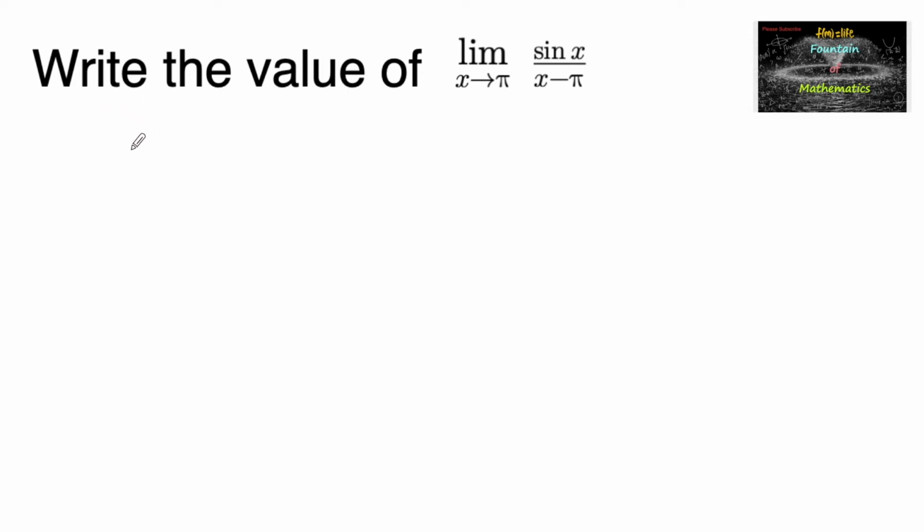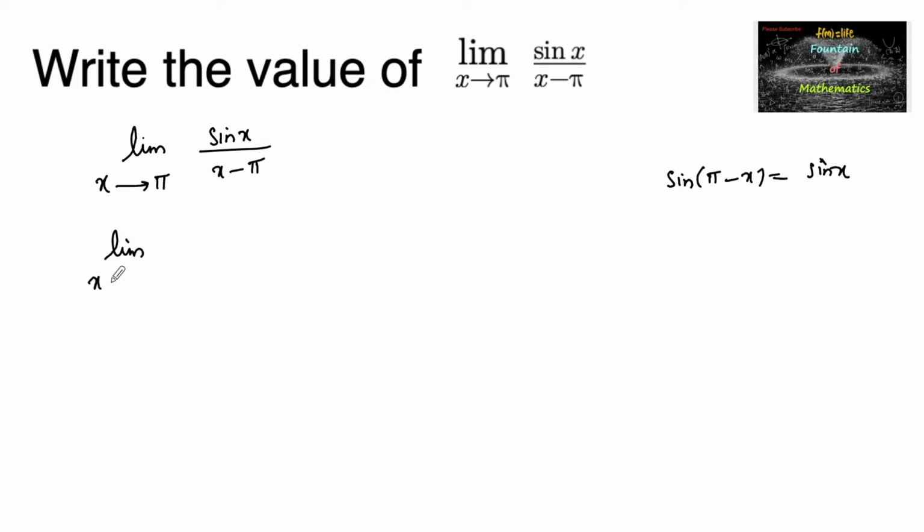Write the value of limit x tends to pi, sin x upon x minus pi. So we can write here, since sin of pi minus x is equal to sin x, because in the second quadrant sine is positive, limit x tends to pi sin of pi minus x divided by the negative of pi minus x. X minus pi we can also write as minus of pi minus x.